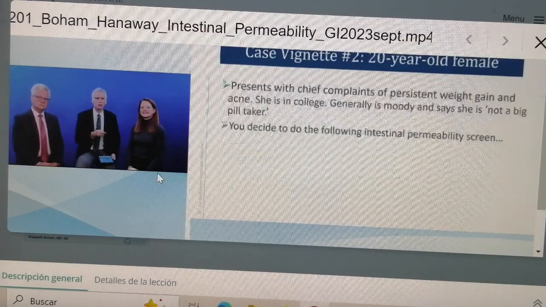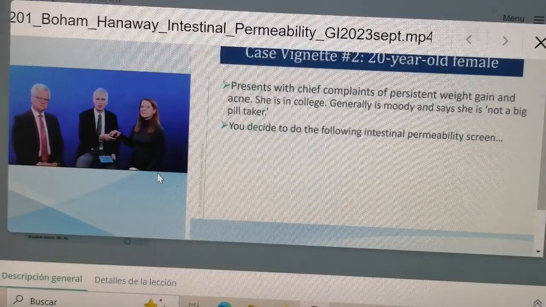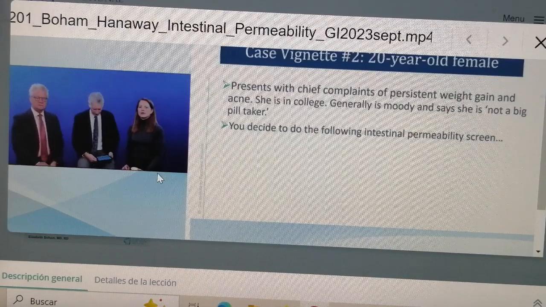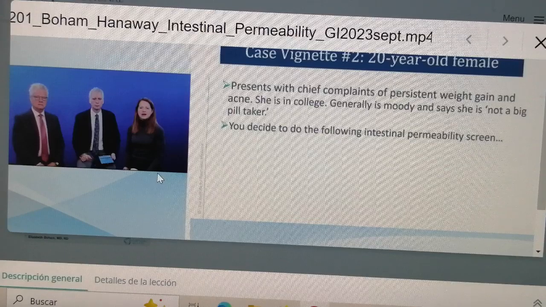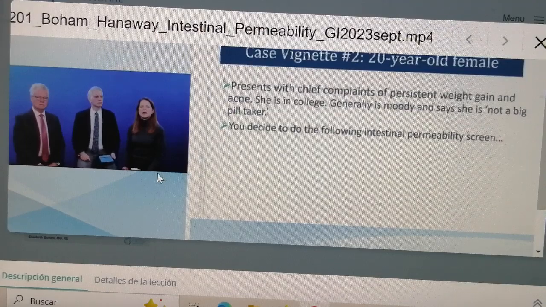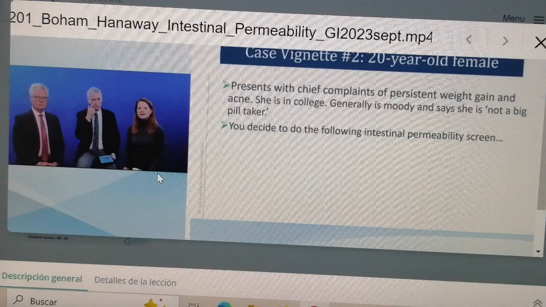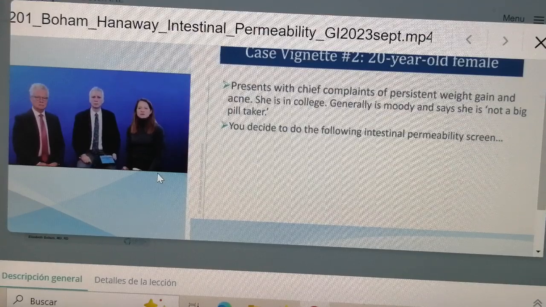So I'm going to turn it over to Liz, and you're going to present this case. Okay, so this is a woman who came to see me, and she was frustrated with her weight and acne. She was 20, in college, and had started birth control pills about 6 months before going into college, and had gained about 10 pounds. Her BMI was about 24, so she was a little overweight. She had a fasting insulin of 17. She was concerned about this acne and weight gain, and she wanted to see what she could do. She was moody. She was not a big pill taker.